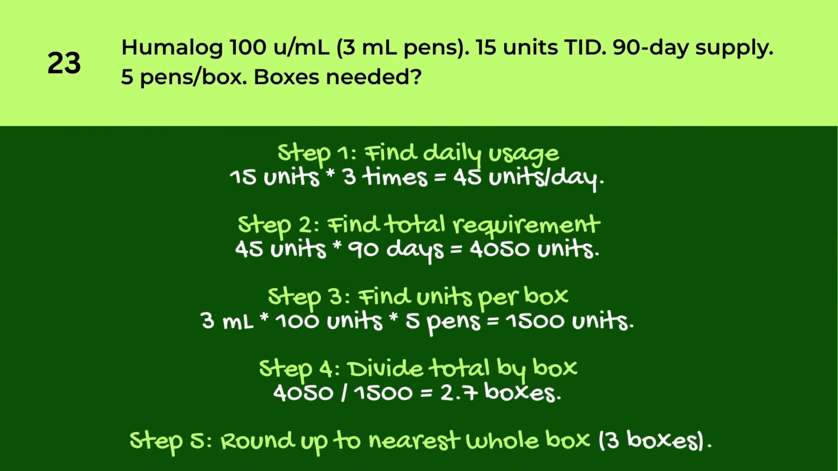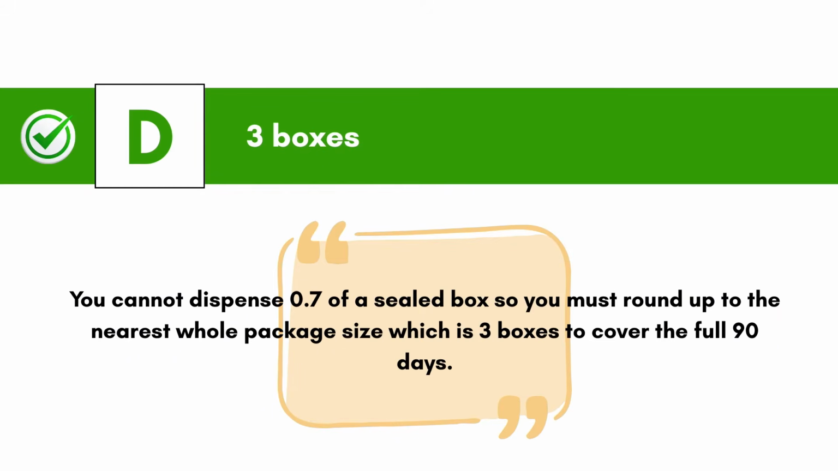Think about what that means for dispensing. You got it. Option D is correct. You cannot dispense 0.7 of a sealed box, so you must round up to the nearest whole package size, which is 3 boxes, to cover the full 90 days.